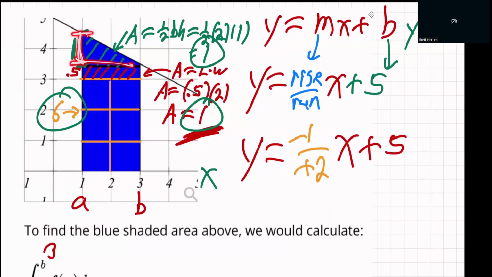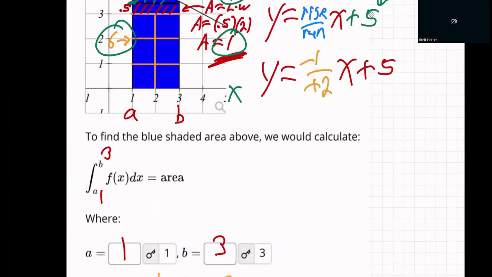Yeah. So there it is. The area of this triangle: base is 2, height is 1. 1/2 times 2 times 1, it's just 1. So there we go.